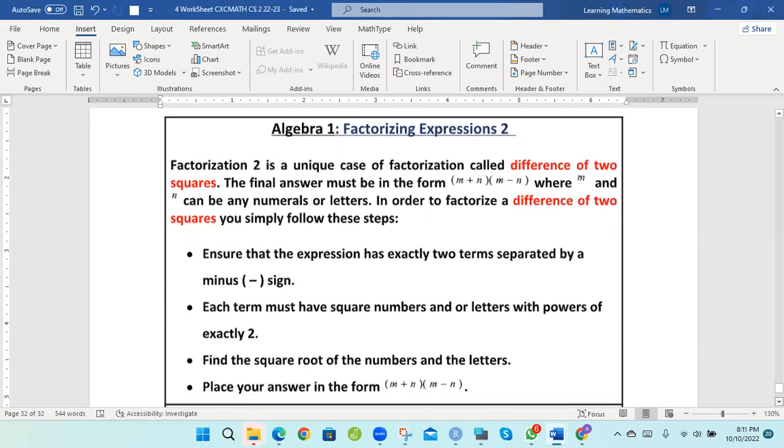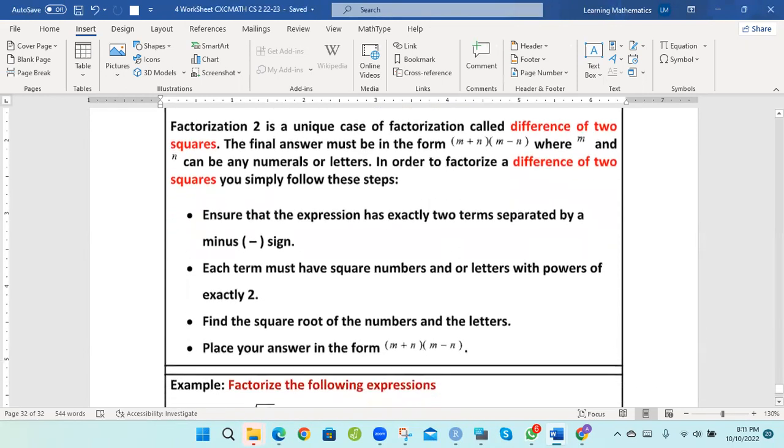Now, these are my steps. Another lecturer, another teacher, another professor might teach you differently. First, you ensure that the expression has exactly two terms separated by a minus sign. That is the rule of thumb. Two terms separated by a subtraction sign.